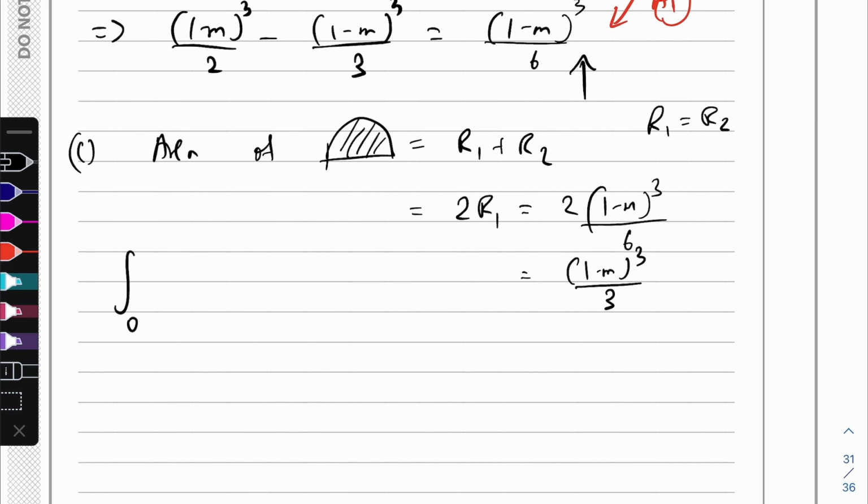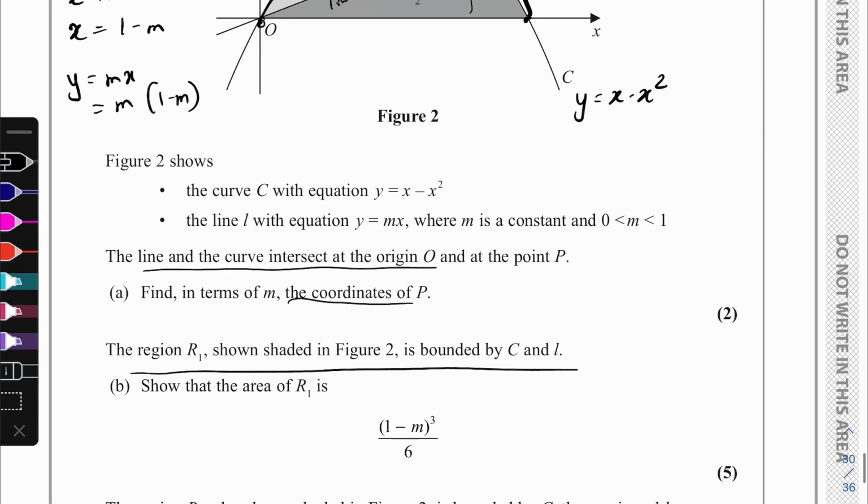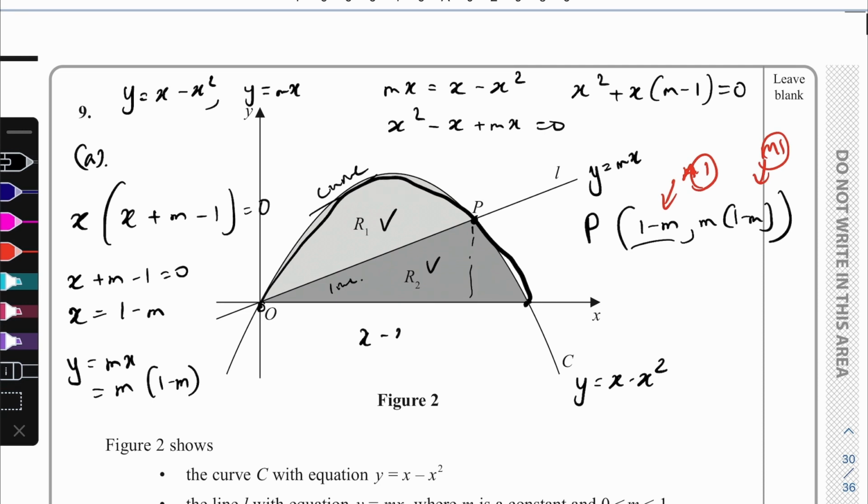Alright, so now let's work out the area of the curve. Now let's work out the limits. The limits here are what? It's x minus x squared equals 0, x(1 minus x) equals 0, so x equals 0 or x equals 1.